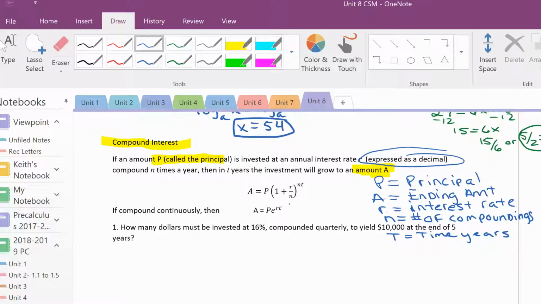If it's compounded continuously, you don't need the number of compoundings. That's where the 1 plus R over N changes to an E. Because that's what E is as the N gets bigger.